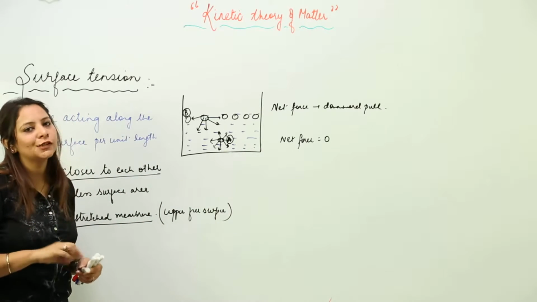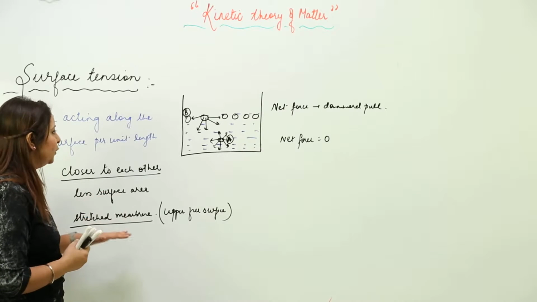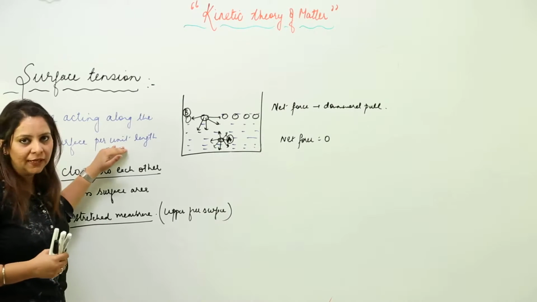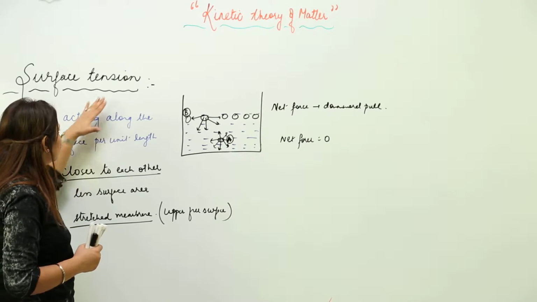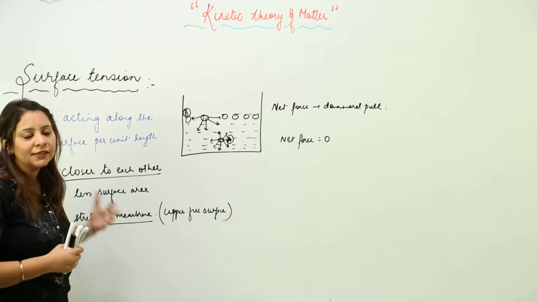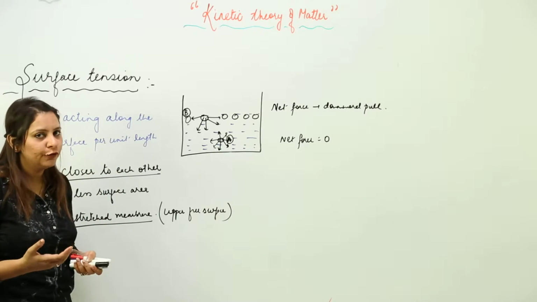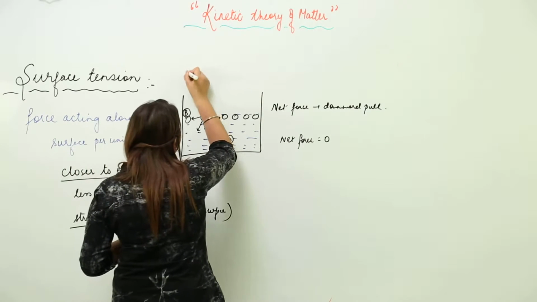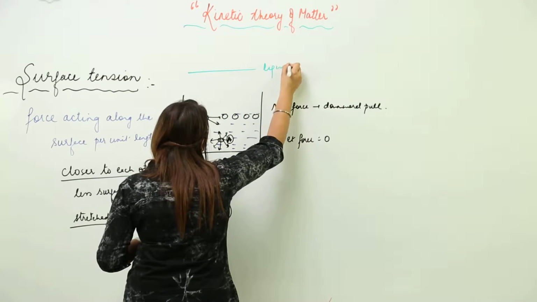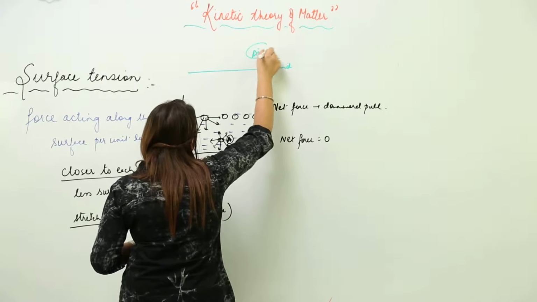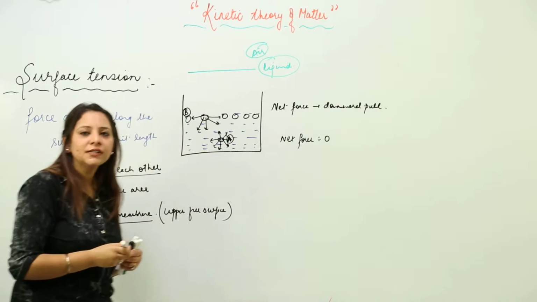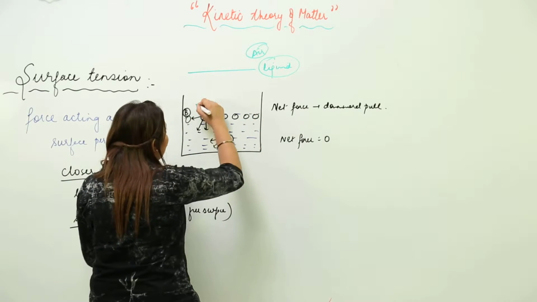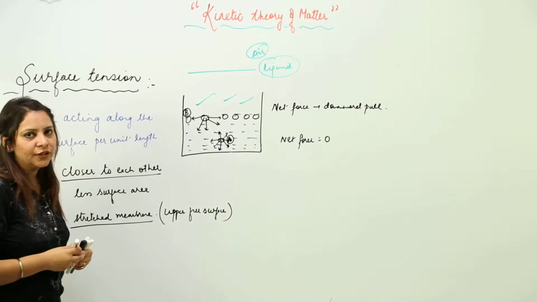So this phenomenon is called surface tension. Again, surface tension is a force acting along the surface per unit length. Now, what is the condition necessary for surface tension to occur? The condition necessary for surface tension to be seen is that there should be a free liquid surface in contact with the air. It is only seen in this case. As you can see, this is the liquid surface and this is the air around, so here the surface tension is exhibited.